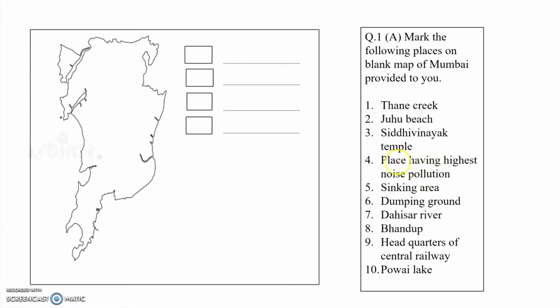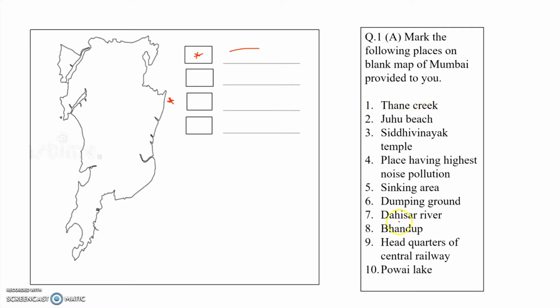Okay, so Thane Creek. If you want to write the answer for Thane Creek, then you should know where Thane Creek is. So here you can just draw a symbol, any symbol that you like. In this box, you have to copy that exact symbol and write here Thane Creek.